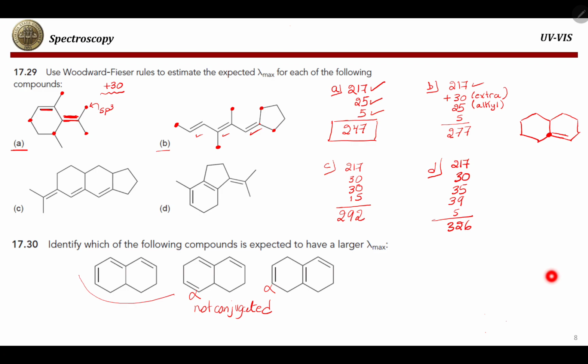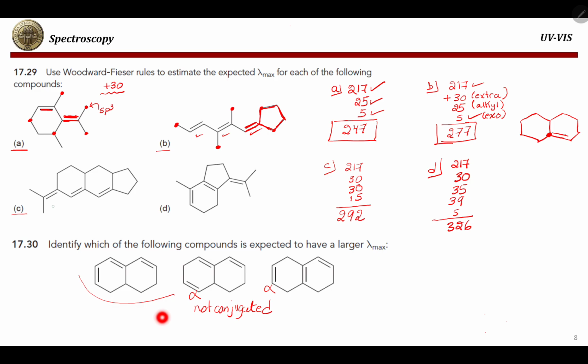Let's see if we have an exocyclic double bond. The only cycle that we have is this one, and we do have one double bond outside this cycle. That's why I'm adding 5 here, for the exocyclic double bond. We don't have a homoannular diene because we don't have two double bonds within the same cycle. That's why B is done.